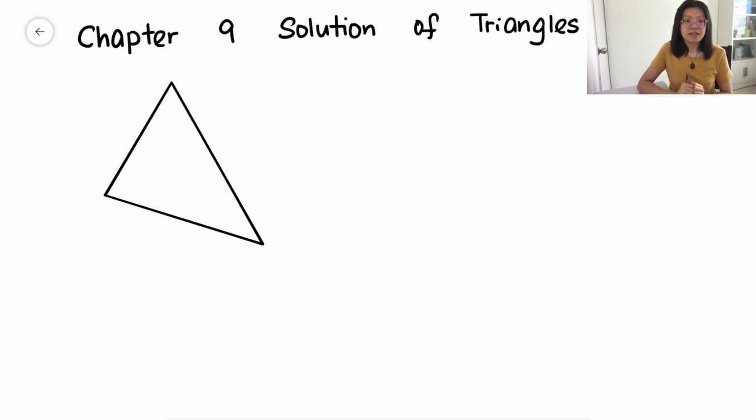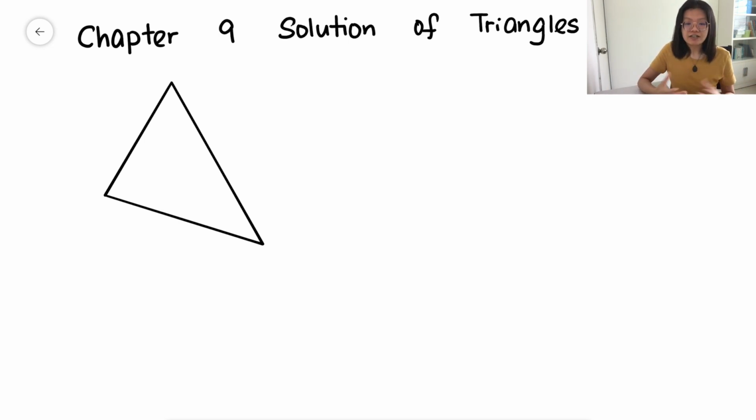So for this chapter, we only have 4 formulas. The first and the second formulas, we are going to use that to find the length of a side of a triangle and also the angle. And the third and the fourth formula, we are going to use that to find the area of the triangles.